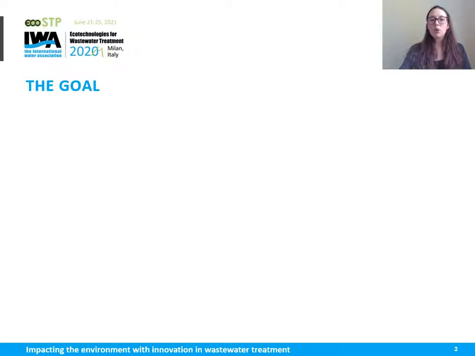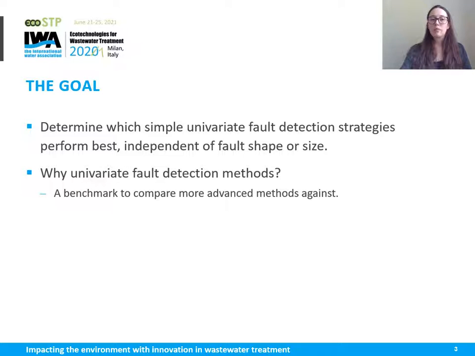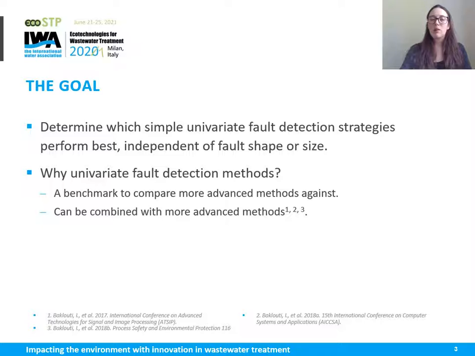The main goal of this work was to take simple univariate fault detection strategies and determine which performs best overall, taking into account several fault sizes and shapes to hopefully obtain an answer that is independent of the properties of the fault. The reason for using these basic methods was to obtain a benchmark to compare the performance of other fault detection methods to. It's very easy to overcomplicate a problem, and complexity does not necessarily equate to better performance, but also due to the potential that these methods have to be combined with more advanced methods.